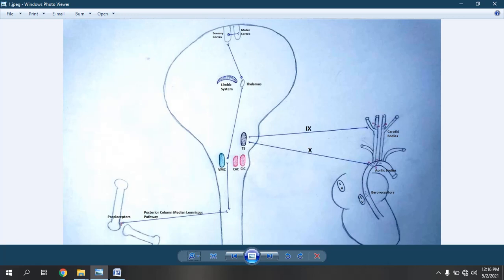Blood pressure is actually the pressure of blood against the wall of the blood vessels, and the blood pressure is regulated by the cardiovascular center. The cardiovascular center is represented over here by 4 nuclei: 1 nucleus that is present in the pons and 3 nuclei that are present in the medulla oblongata and some portion of the pons. I'm going to write them.